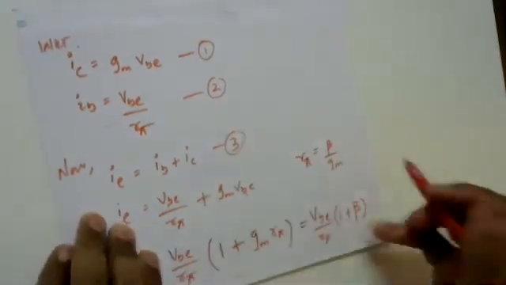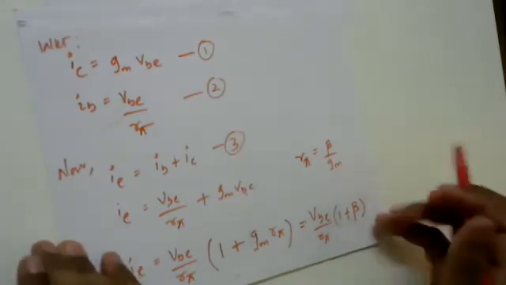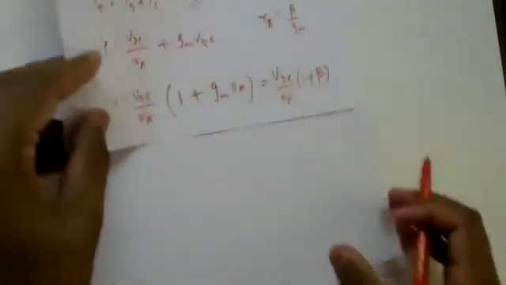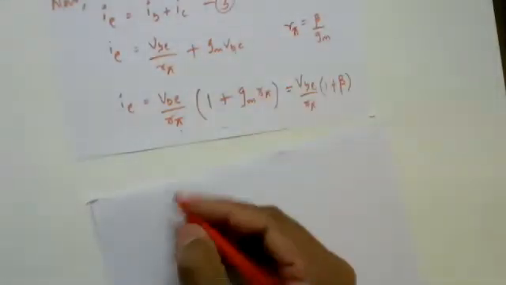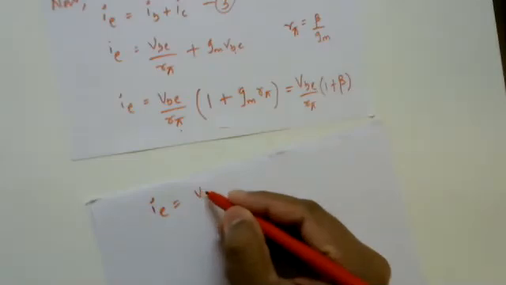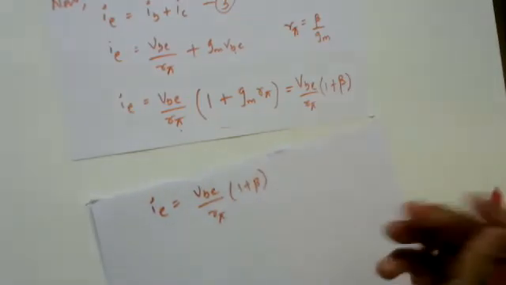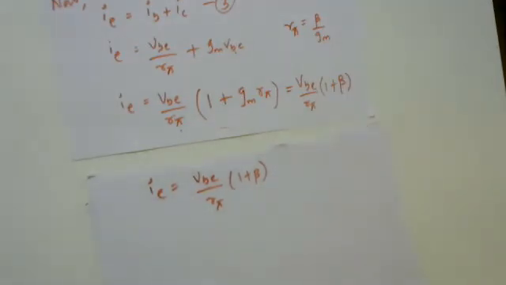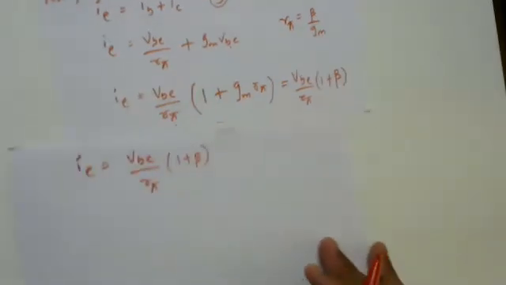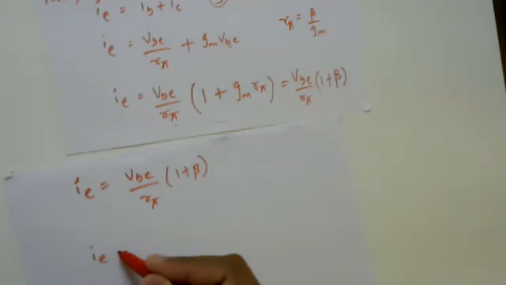Now I know what this term is, that is VBE by R pi. I'll just write it over here. So for your reference, I just rewrite this equation. So my IE, I'm able to get an equation as VBE divided by R pi into 1 plus beta. Okay, so that you will get a proper reference whenever I'm working with the equation. Now next I want to write this equation for IE.